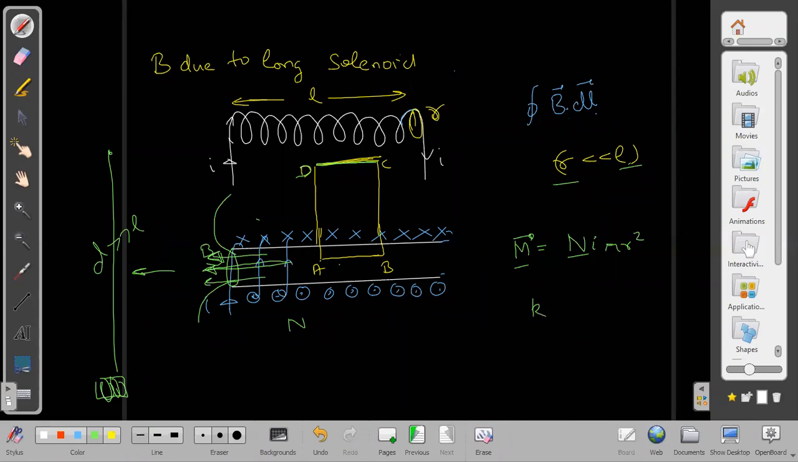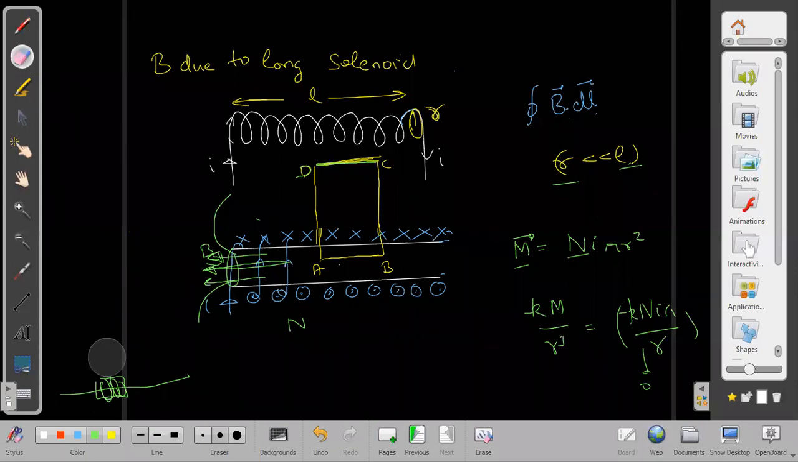That magnetic dipole has a formula for the field. This is called the axis, and this is the equatorial plane. In the equatorial plane, the field will be minus k m by r cube, so it will become minus k into n I pi r square by r cube. As r tends to infinity, this tends to 0. So we understand that here the field will tend to 0. Is it right or not? I'm not saying it is exactly 0.